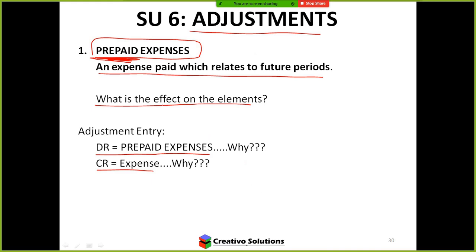Do you know what the effect is going to be? What does a prepaid expense do to your accounts? What is the effect? Well, let me ask you this. Do you know what the element is? I would say an asset. Good. Why?